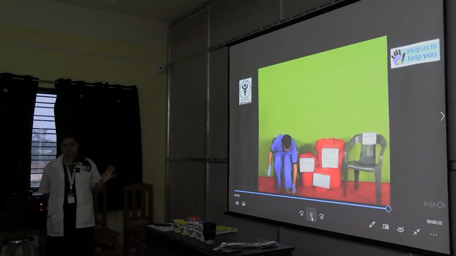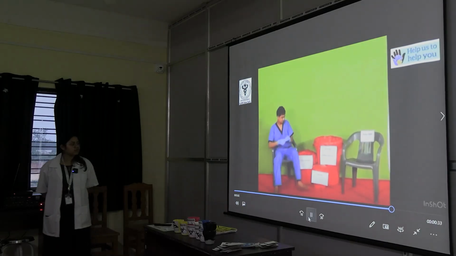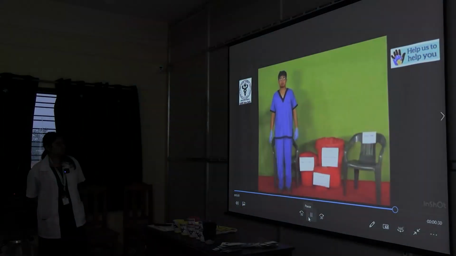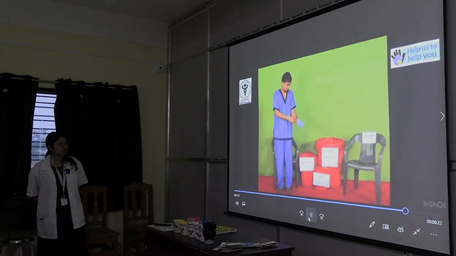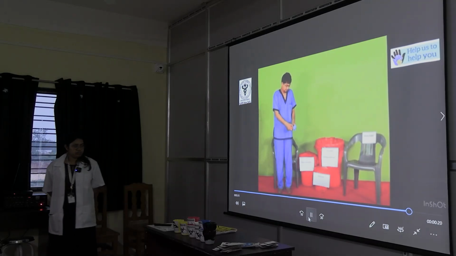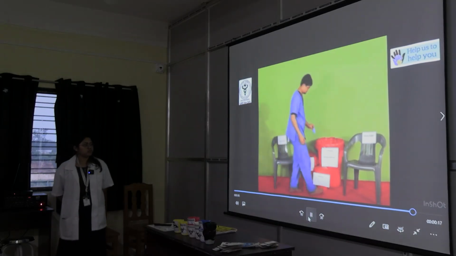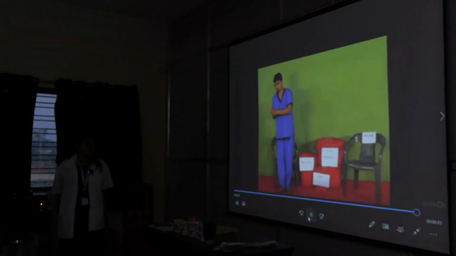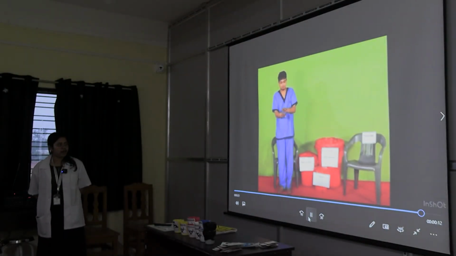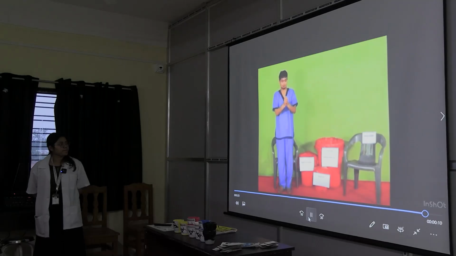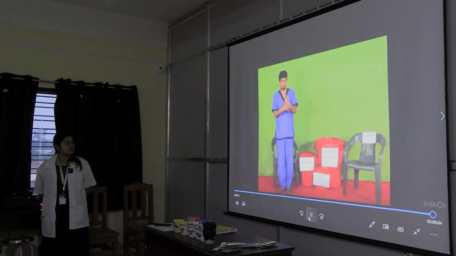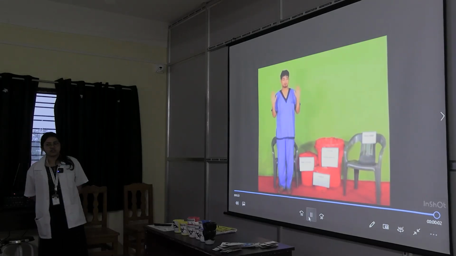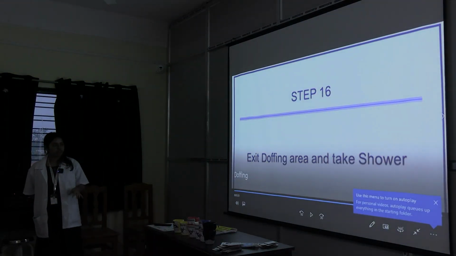Now he can sit on the clean chair. Now he is removing his last pair of gloves. Finally, he is performing his hand hygiene. Okay, so these are your steps for donning and doffing.